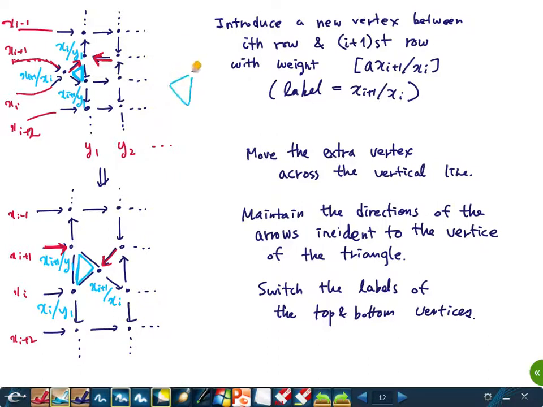Here, this triangle, how many edges are attached to this triangle? 6. Because here we have 1, 2, 3, 4, 1, 2. The 6. This will become this. Still we have 1, 2, 3, 4, 5, 6.